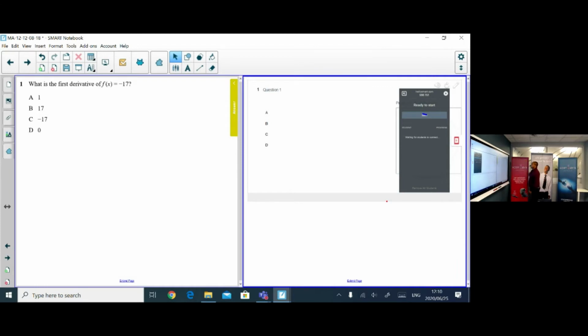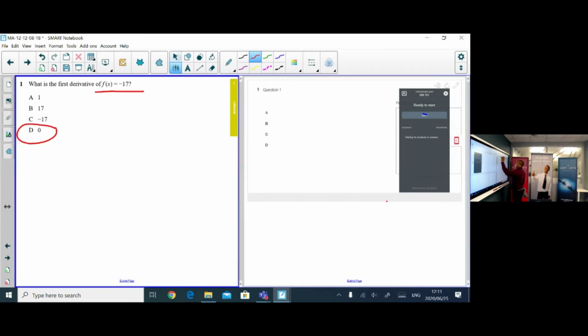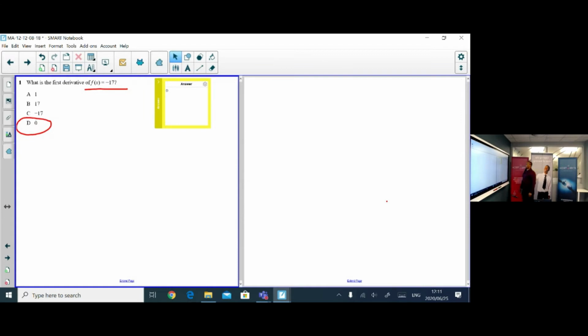Okay, so what is the first derivative of minus 17? I'm sure by now you have already checked it because it's just a click away or a moment away to realize that this is a constant. And so our answer would be D. So that would give us the first derivative of f of x.